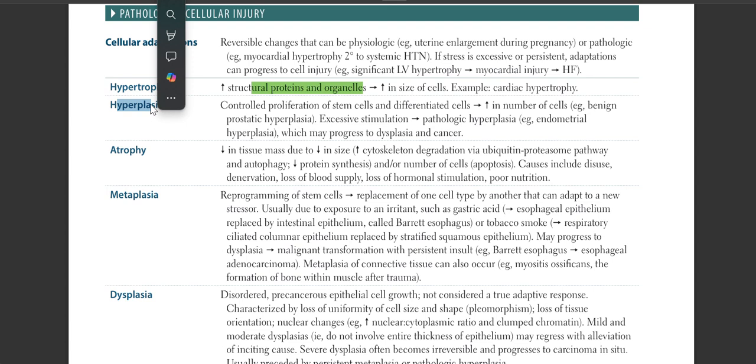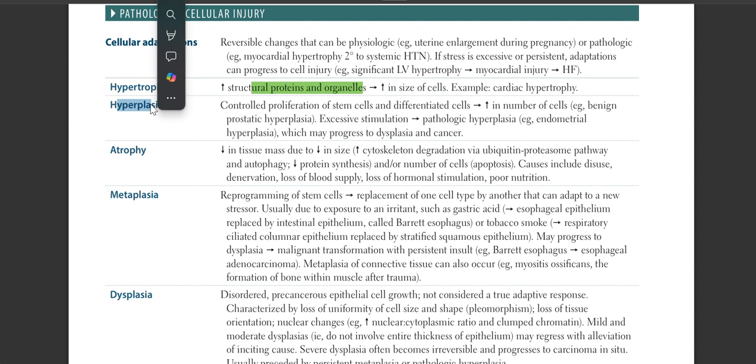Brain, neurons. Brain's another one. Neurons, yes. Any other ones? Striated muscles. Striated muscles, they can. Okay, so they can do regeneration, not replication. What about the liver? Skeletal.